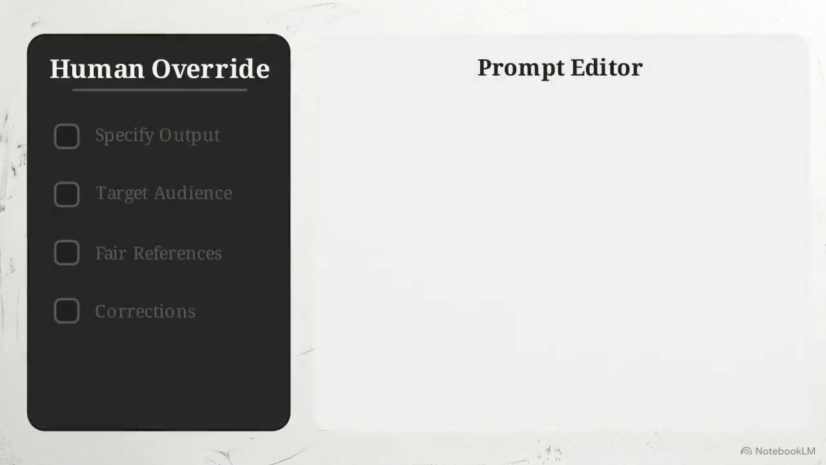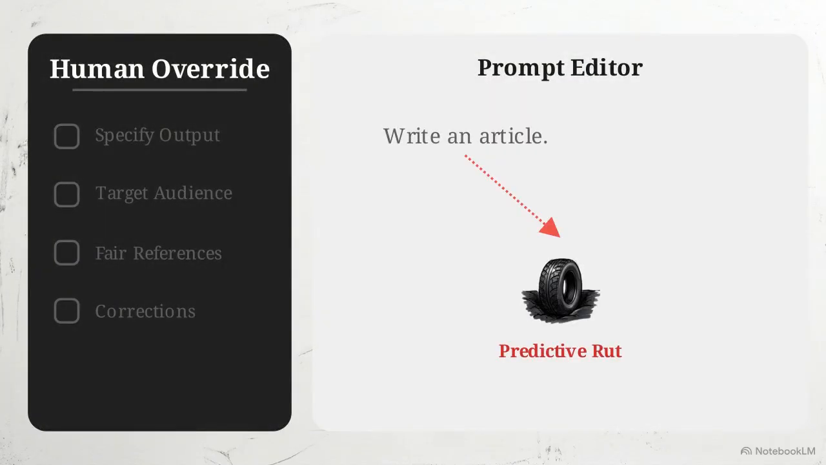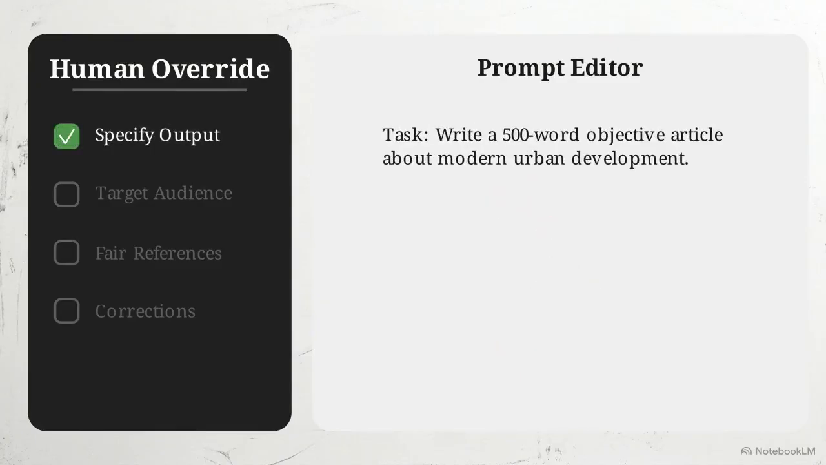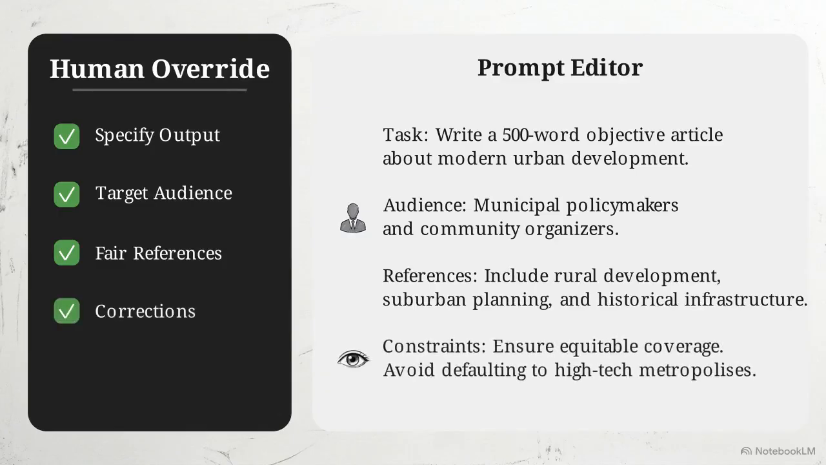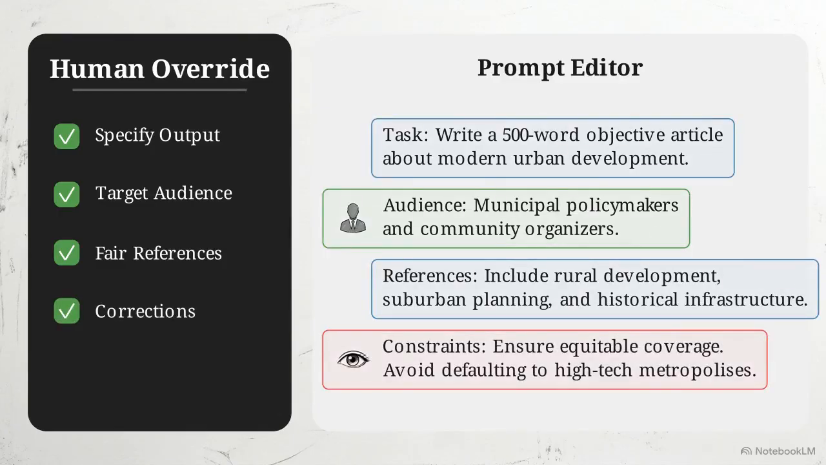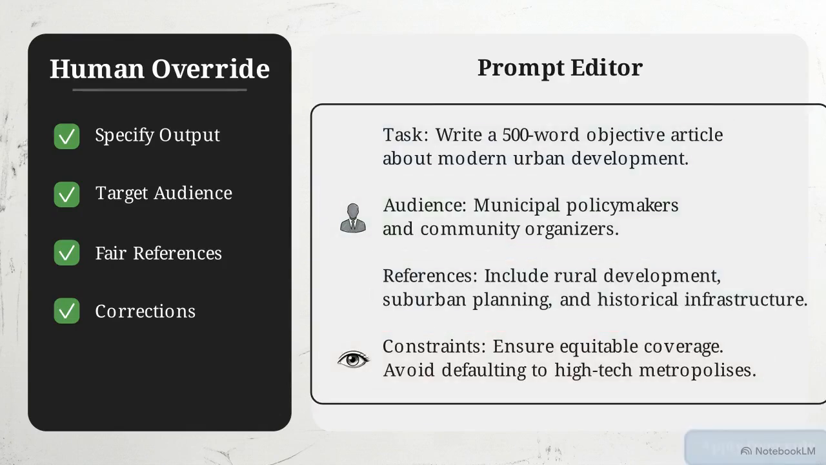This text editing interface demonstrates a precise four-step framework to bypass systemic bias. Specify your exact output, define your target audience, provide fair references, and use follow-up corrections. The initial vague sentence is systematically expanded into a structured prompt detailing audience and context.